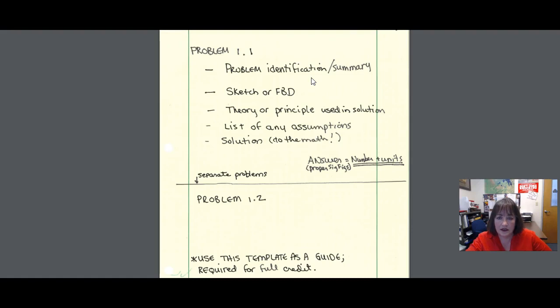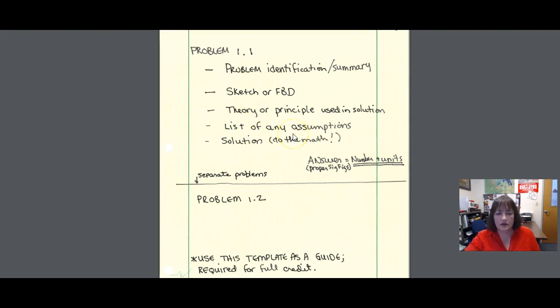So in other words, you would summarize what the word problem in your textbook said. Then you would draw a sketch or a free body diagram. You would list the theory or principle. Often that would be a formula. You know, it might be, for example, in other classes you've taken, first law of thermodynamics or Newton's second law of motion, something like that.